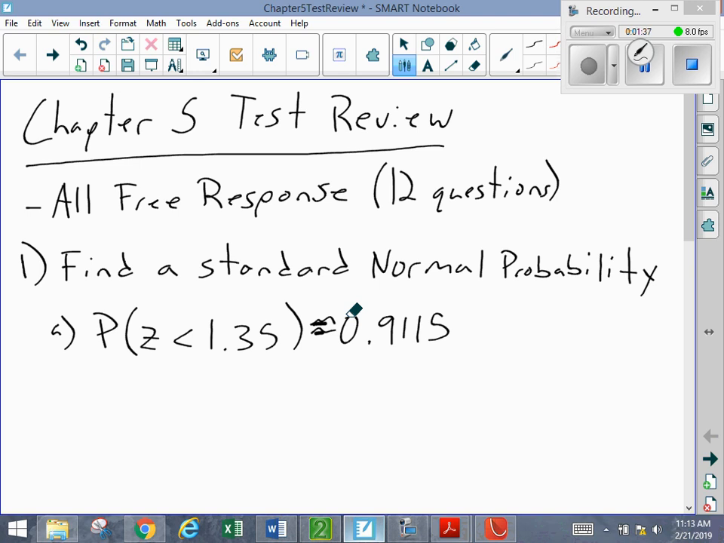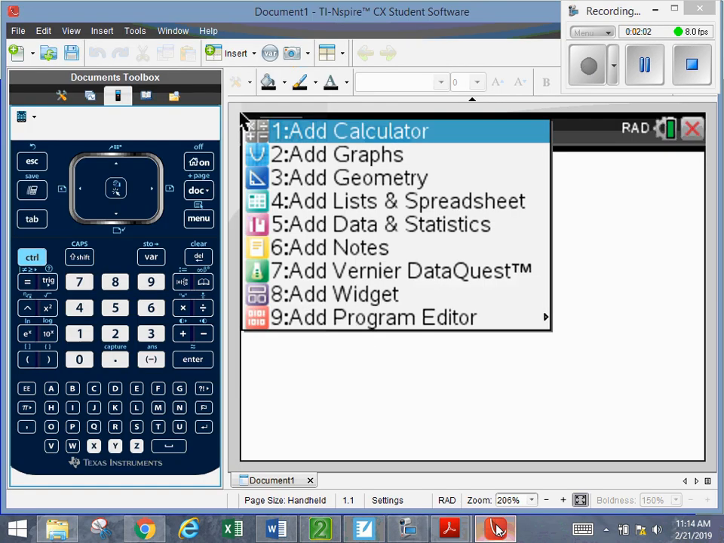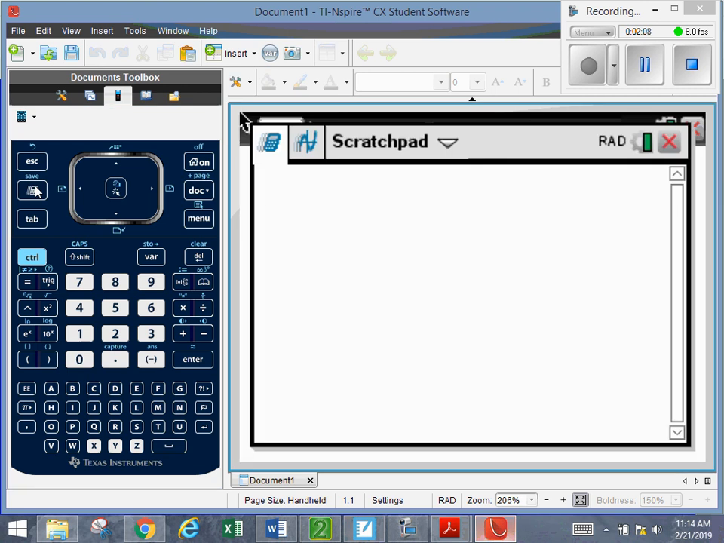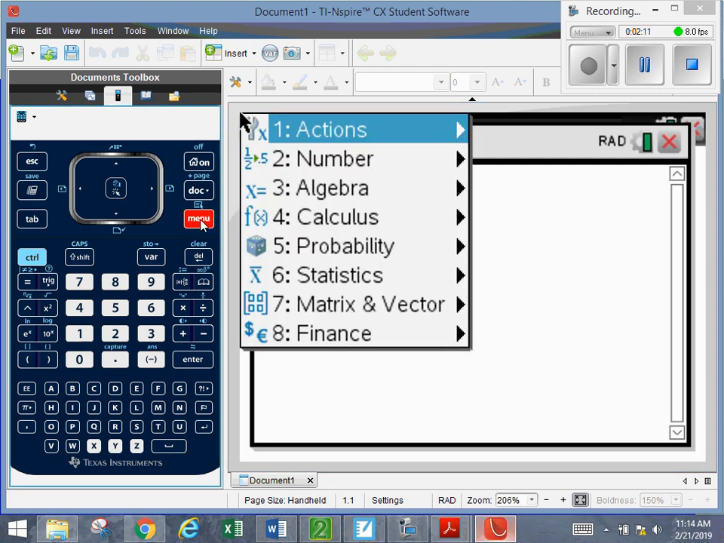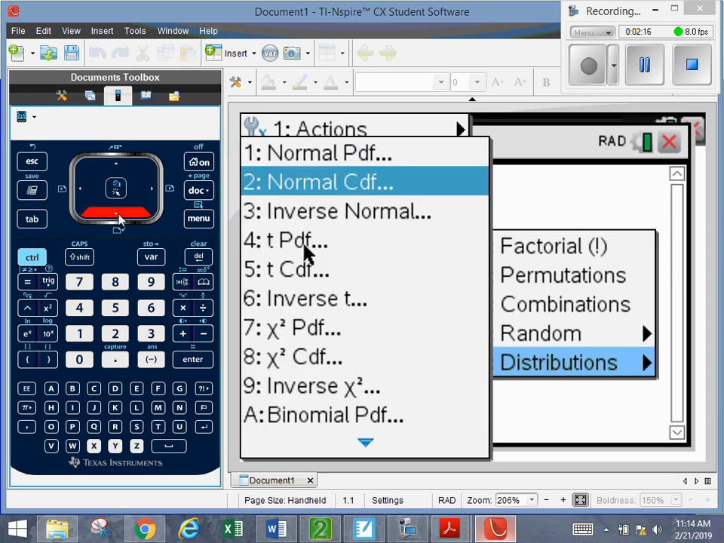Okay, let's do it with our calculators. I'm going to do that using my scratch pad. So, I'm going to get out my handy-dandy calculator, hit that scratch pad, and then hit menu. Probability. I'm going to go distributions. And then I'm going to hit normal CDF.